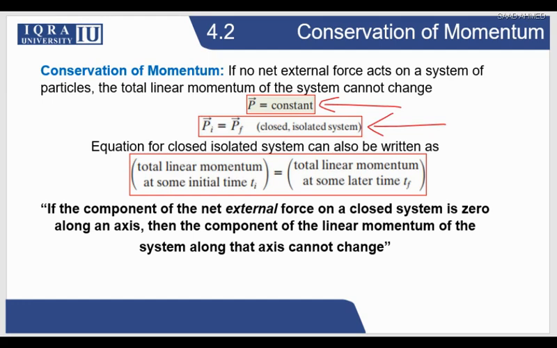The equation for a closed isolated system can also be written as: the total linear momentum at some initial point in time t1 is equal to the total linear momentum at some later point in time t2. If the component of a net external force on a closed system is zero along an axis, such as the x-axis or y-axis, then the component of linear momentum of the system along that axis cannot change. We are talking about a single axis here.